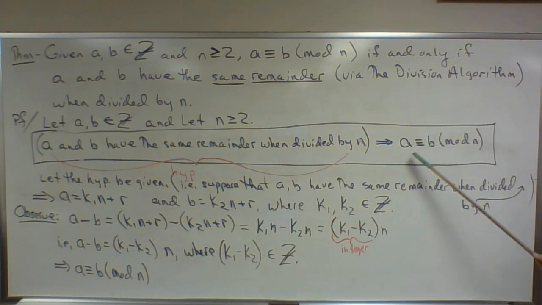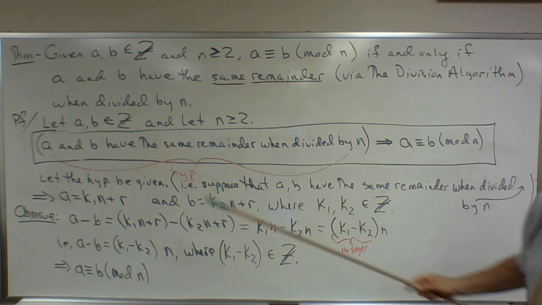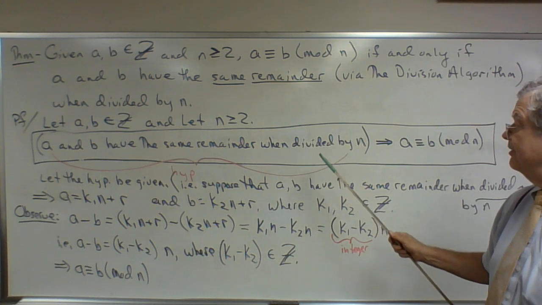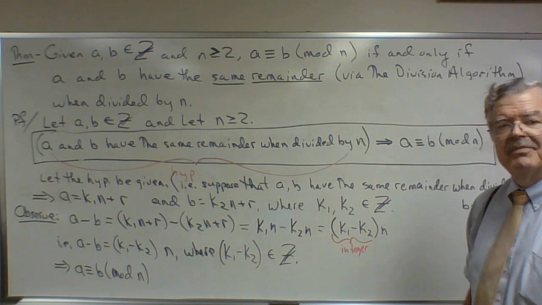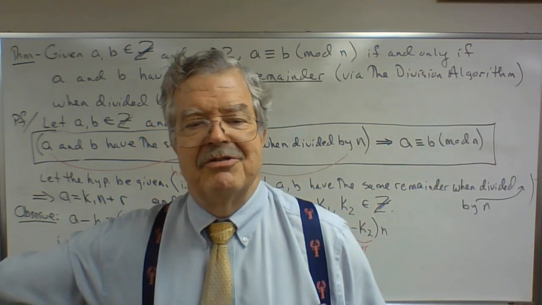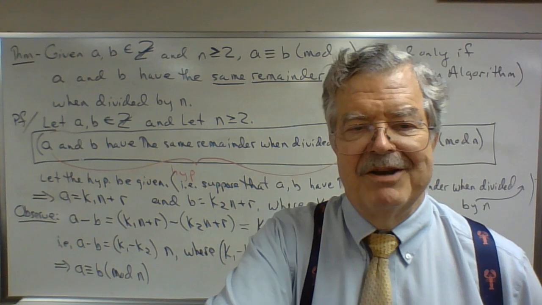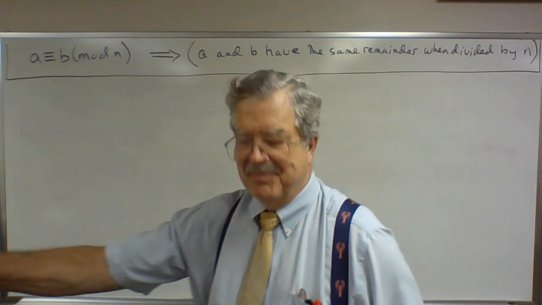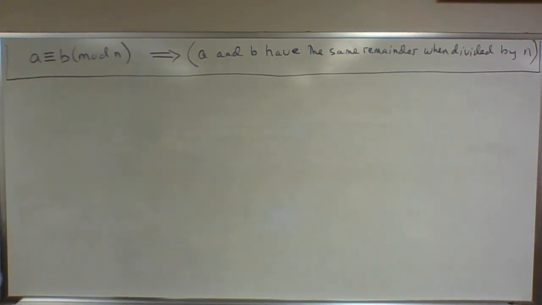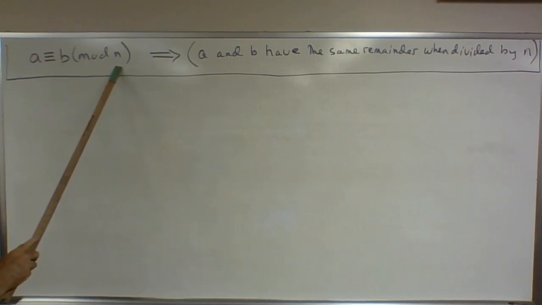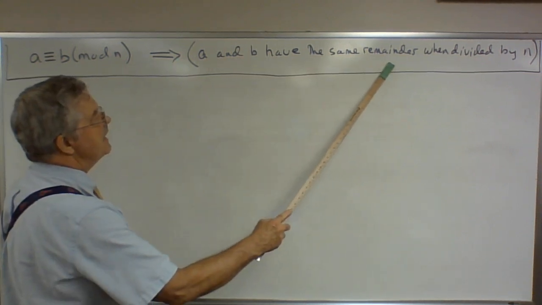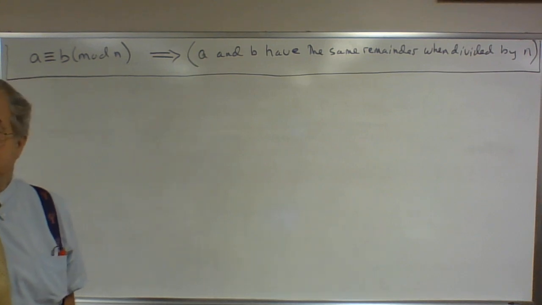We have to prove that if A is congruent to B mod n, then A and B have the same remainder, using the division algorithm, when divided by n. So let's do a turnabout and prove it in the other direction. Here's our hypothesis: A is congruent to B modulo n. And we're going to show that this means that A and B have the same remainder when divided by n.